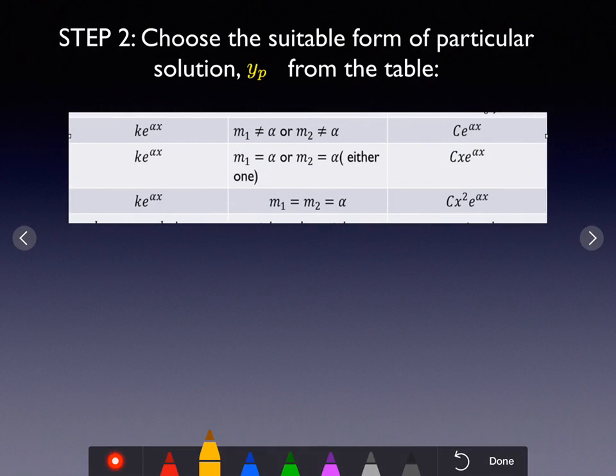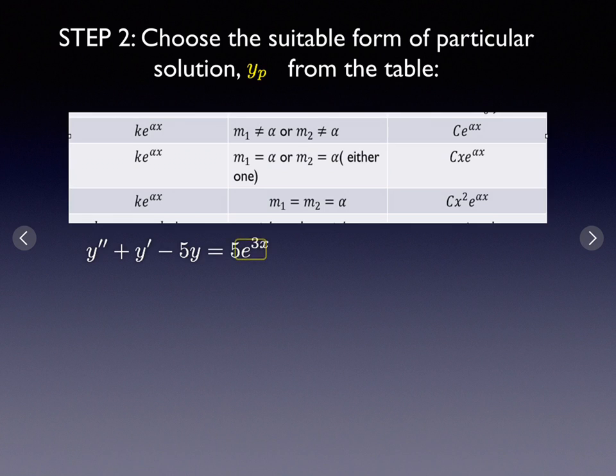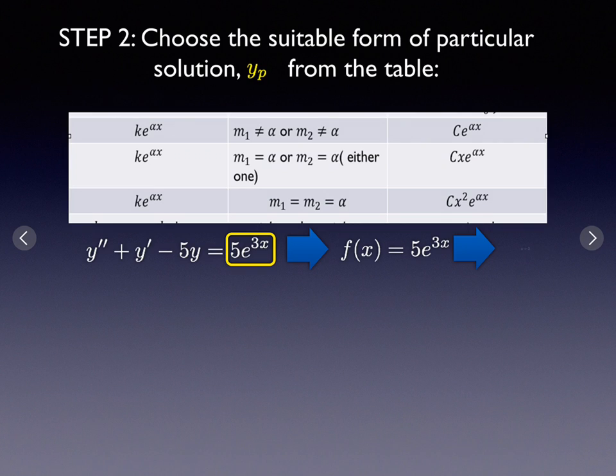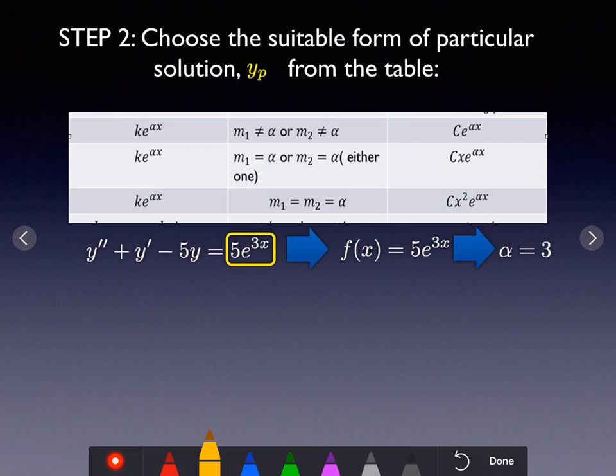So step 2, now we're going to find the yp based on the f(x) that we have here. This is the general solution that we have here, and we know this is my f(x). For my f(x), I want to know the alpha. So my alpha here is equal to 3. How do I get this alpha 3? Basically, you look at this one.